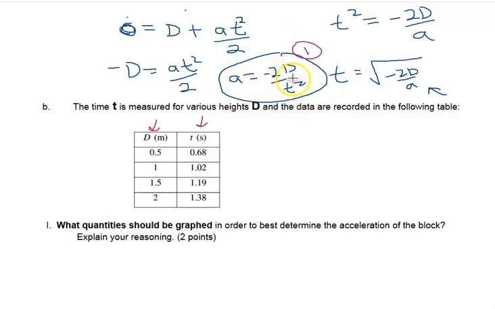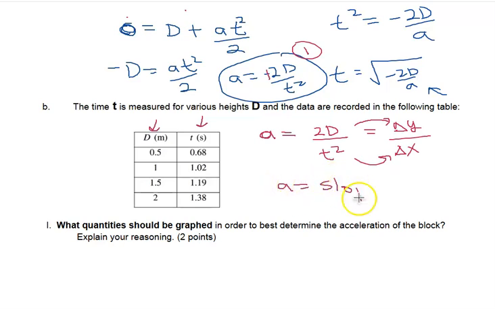So what you want to do is think of this kind of like a U substitution. So we want to find A. So A, and I'm just going to ignore the negative sign, right? A is going to be, if we think of it as A is the ratio of 2D over T squared, then if we graph 2D on the y-axis and T squared on the x-axis, then A is the slope.